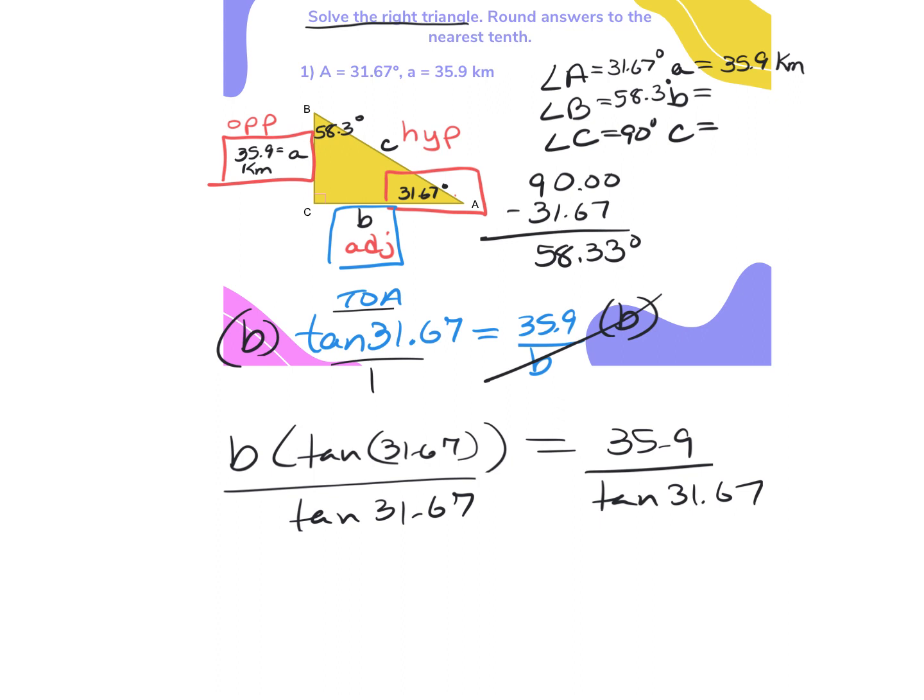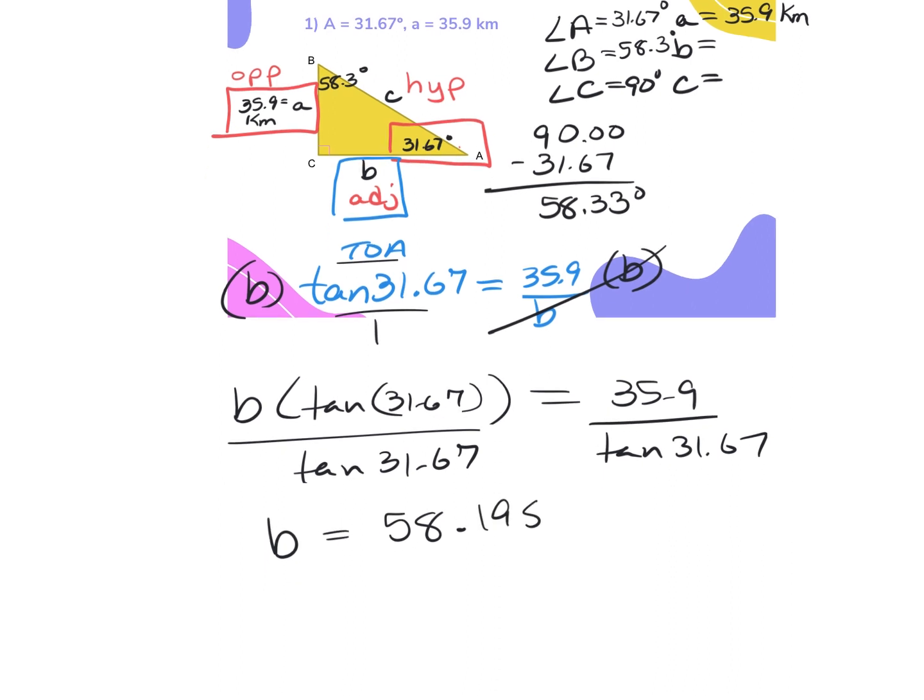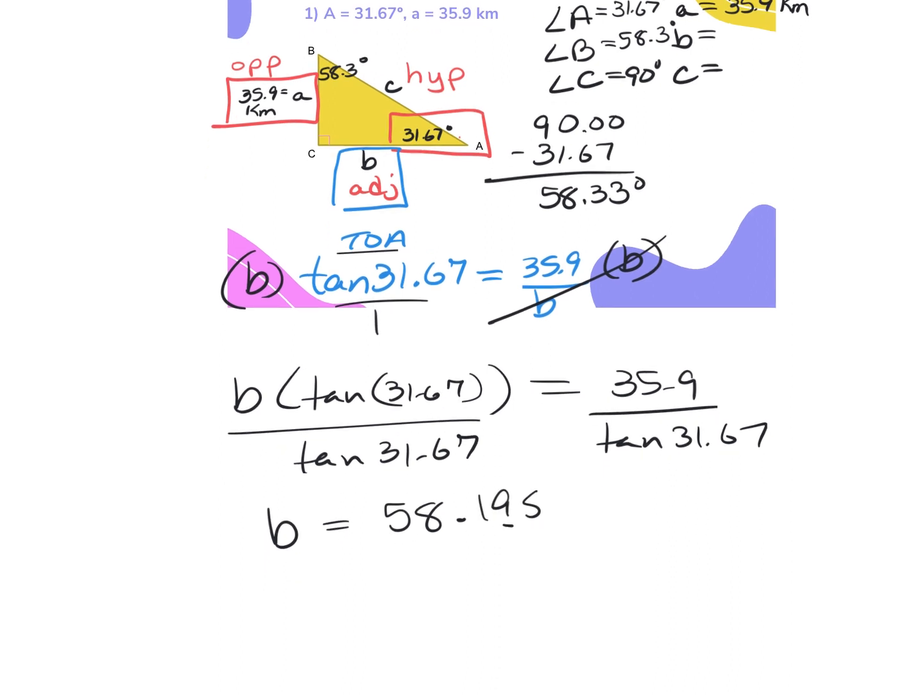Once we do this, on your calculator, you're going to round to the tenths place. You're going to get 58.195. It's going to keep going, but I only need to take it out 2 places because I'm rounding to the tenths. So 58.2 kilometers is lowercase b, the adjacent side.